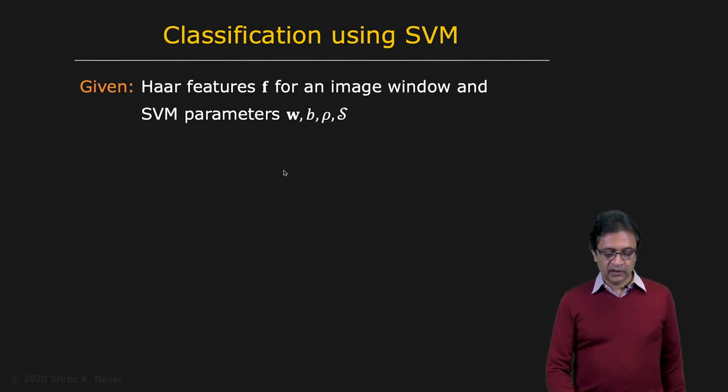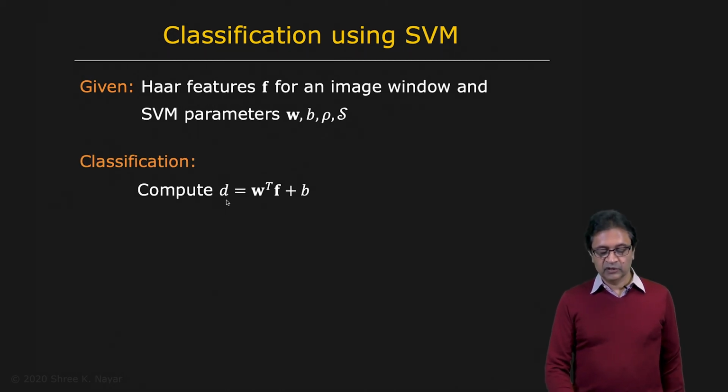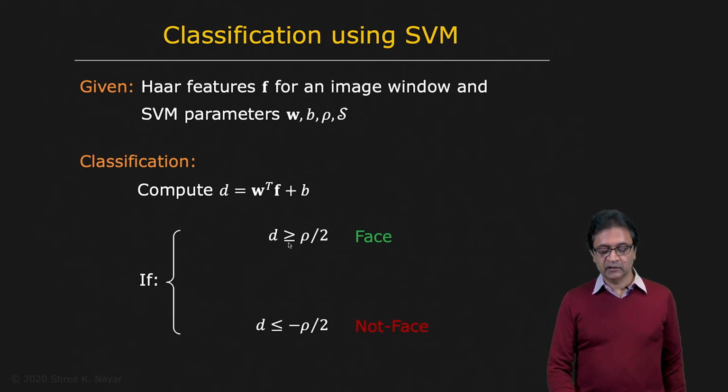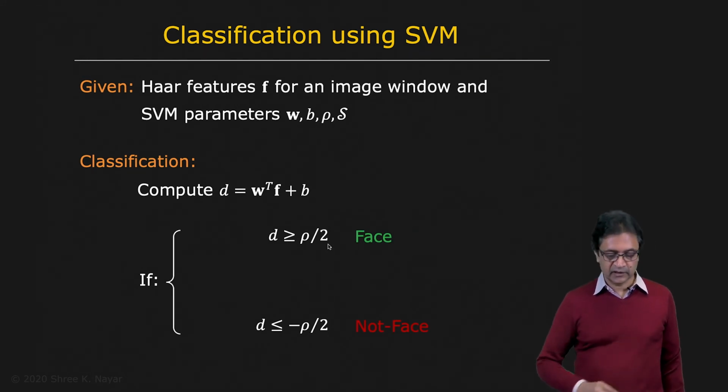So now we can classify new features based on the support vector machine that we just computed. So you have Haar features F for an image window, and you have the SVM parameters, and you first compute the distance D equal to W transpose F plus B. And if D is greater or equal to rho divided by 2, we know it's a face. It lies on that side.